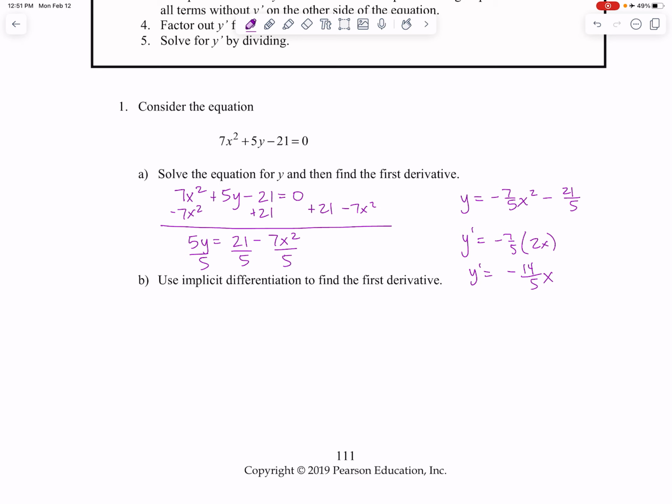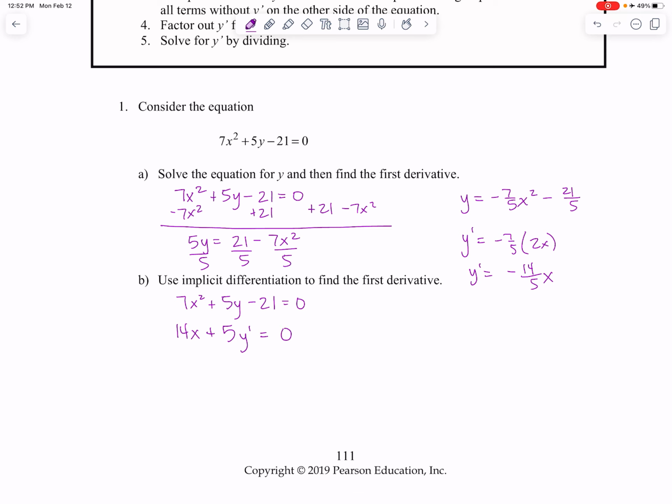Now let's find the derivative using implicit differentiation. So we're not going to solve for y, we're just going to go through it and take the derivative where everything is. So I'm going to bring my equation down here. 7x squared plus 5y minus 21 equals 0. Okay, let's take the derivative of 7x squared. 14x plus constant of 5, the derivative of y will be y prime, and the derivative of 21 is 0, and the derivative of 0 is 0 still.